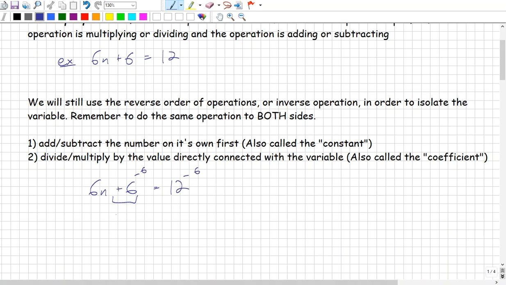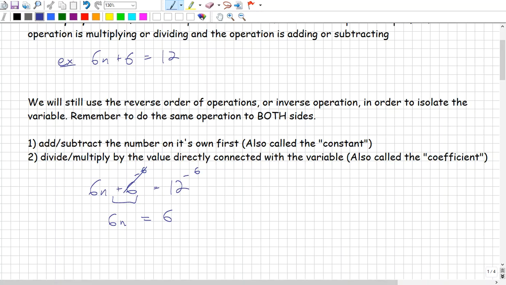So on the left-hand side, I'm left with 6n. Remember, the plus 6 minus 6 cancel. And 12 minus 6 is equal to 6. Now I'm left with a one-step equation, right? And we've done these before. 6 times n, so I do the inverse operation. So step 2, divide or multiply.